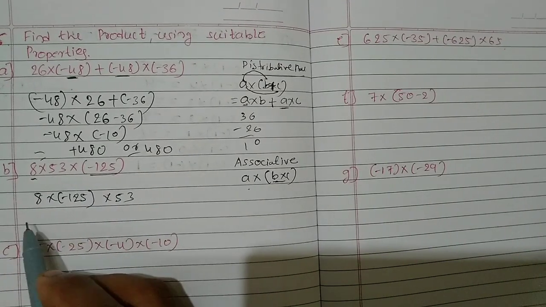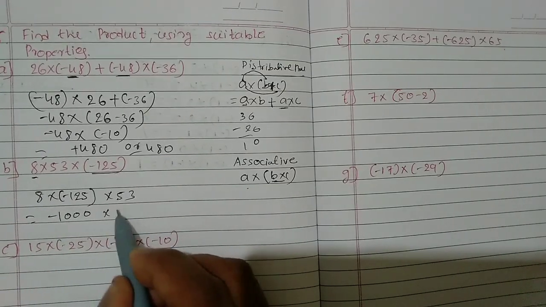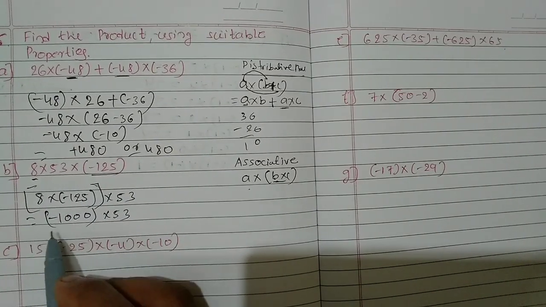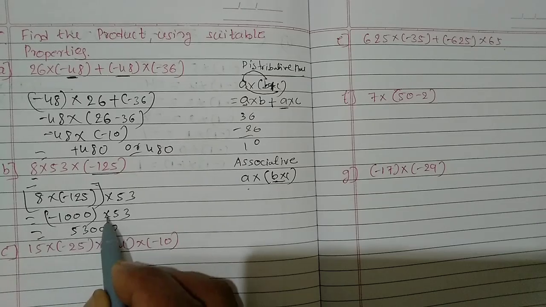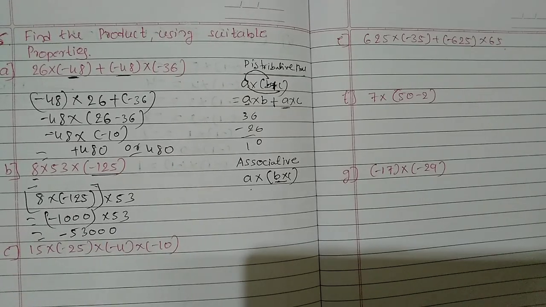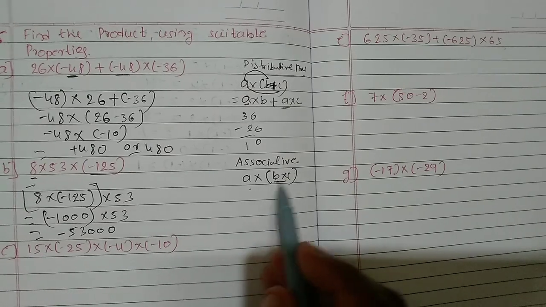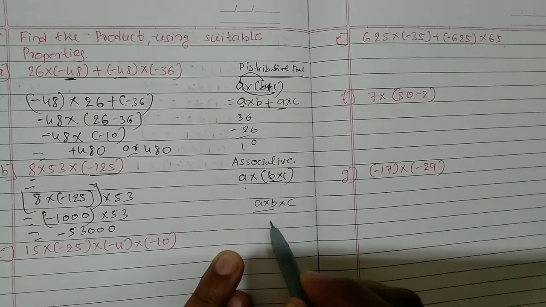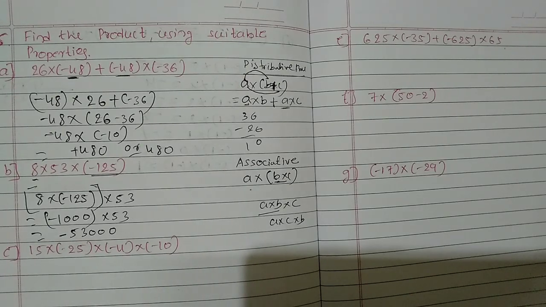Then into 53. So what is 8 into minus 125? It is minus 1000. Then into 53. What is minus 1000 into 53? It is 53,000, and minus into plus is minus, so minus 53,000. So this is the simpler one, the associative property. We can take any two terms as a group: B into C, or A into B, or A into C. So next is the third one.